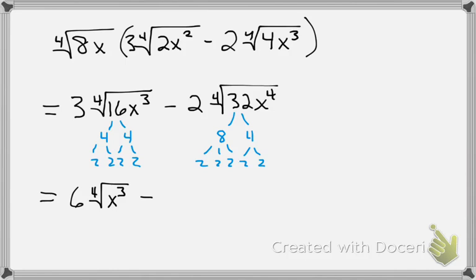What about the second one? If I pull out a 2, that's going to be 4, but what's left behind? A 2, and x to the 4th. If I have a fourth power of x, then I can pull out an x out front, none left under. So I have 6 fourth root of x cubed minus 4x fourth root of 2. Are they like radicals? Nope, that's all you can do.